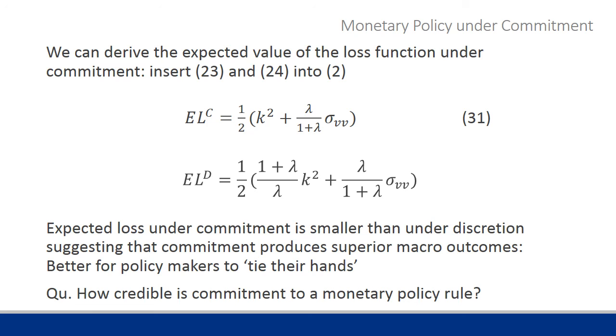Now we can look at the expected losses under commitment and discretion, and notice that under discretion the loss to society is greater. We can see that difference quite clearly by just looking at the two rates. Here we have 1 in front of k squared, but here we have 1 plus lambda over lambda, which is a number greater than 1. So the expected loss under discretion is greater than under commitment. In other words, commitment produces superior macro outcomes. You could say that it's better for policymakers to tie their hands.